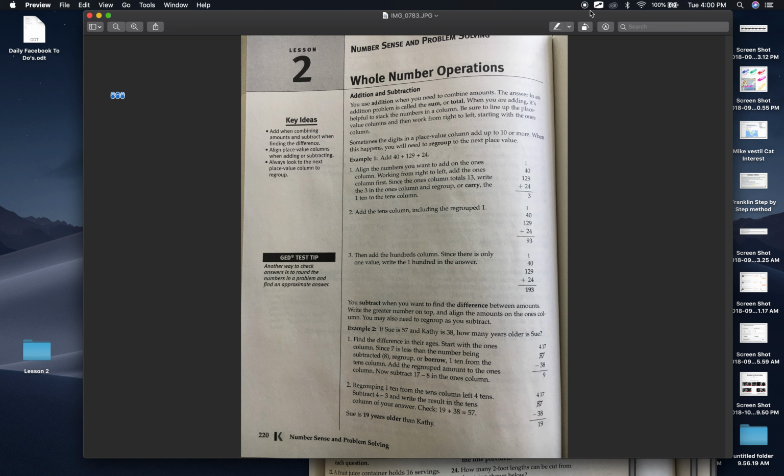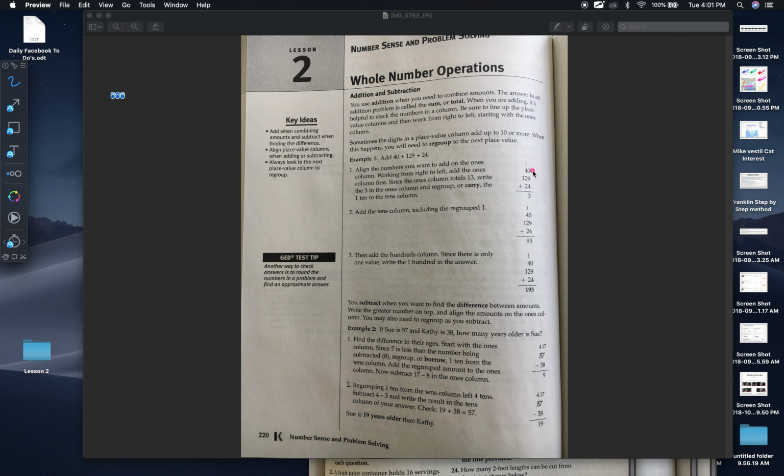Step 2 is to add the tens column, including the regrouped 1, but we'll start from step 1. Working from right to left, add the ones column first. Since the ones column totals 13, write the 3 in the ones column and regroup or carry the 1 ten to the tens column. So this is basically what they mean.